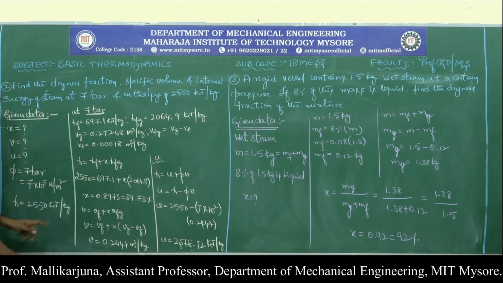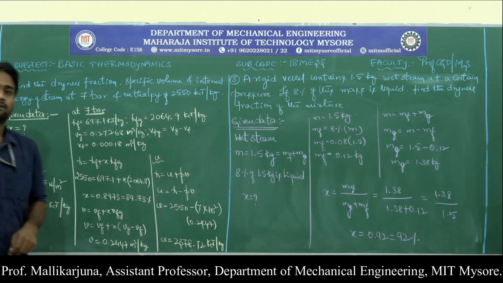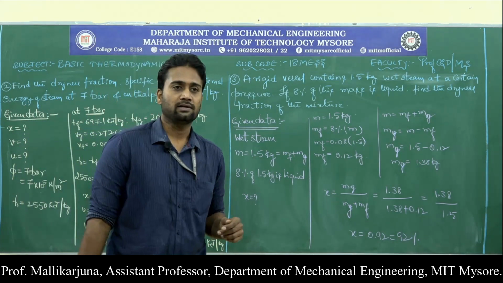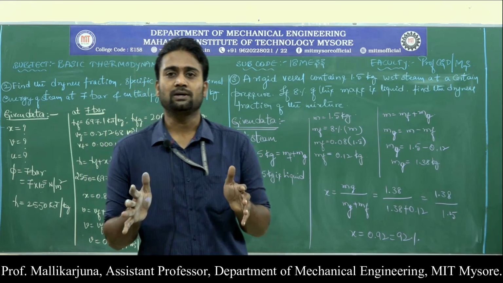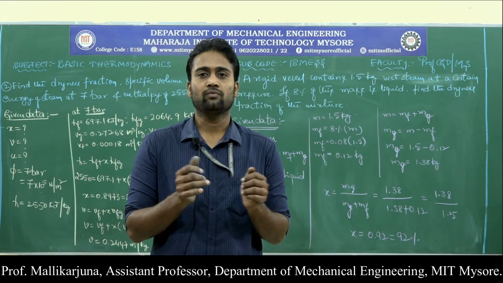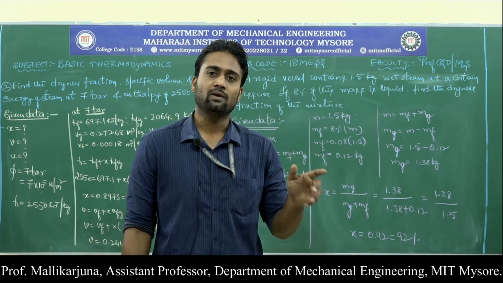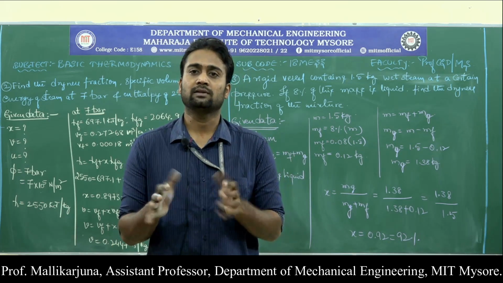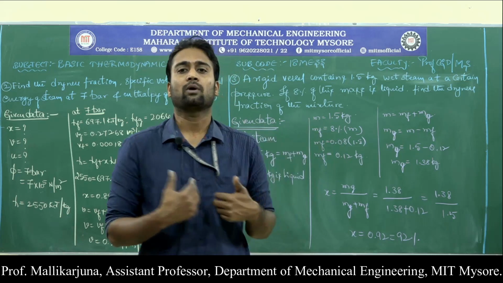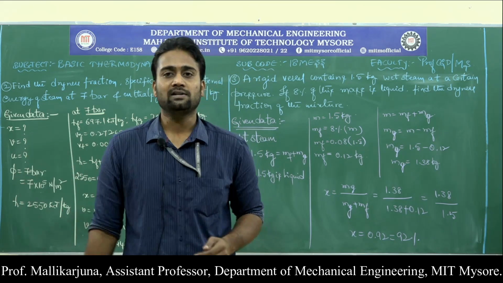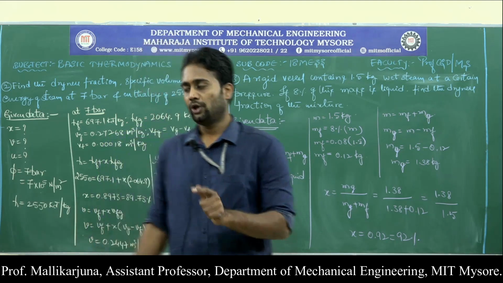2550 kilojoules per kg. That is nothing but the enthalpy of the steam. Now what we have to understand here is they have not mentioned the kind of steam we are dealing with. What is our first job? We need to find what kind of steam we are dealing with. Then we have to extract the properties either from the data handbook or from the charts which are available to us.